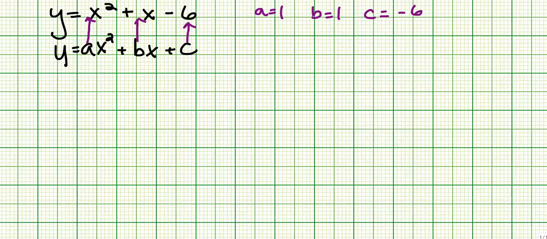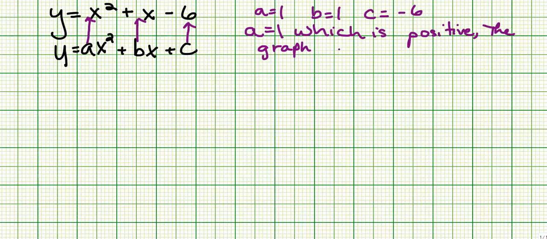Okay, so now that we know those values, we can start to determine some things about our graph. One of the things I mentioned in the notes is that we can decide right now if this graph is going to open up or down just by looking at the a value. Since a equals 1, which is positive, the graph will open up. So my U shape is going to look like a U, not an upside down U. So I know it's going to be something like this, for example.